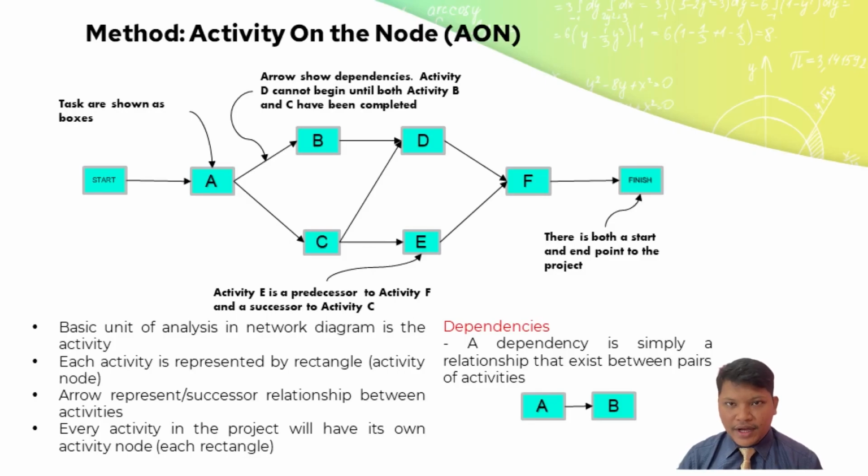Moving into identifying the network diagram. The basic unit of analysis in a network diagram is the activity, which is a task or work element that takes place during the project. Activities may be linked by dependency, which shows the relationship between the tasks and the order in which they must be completed.